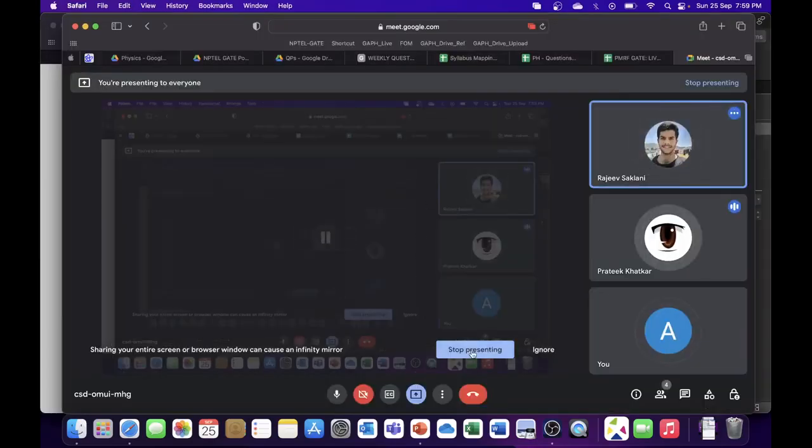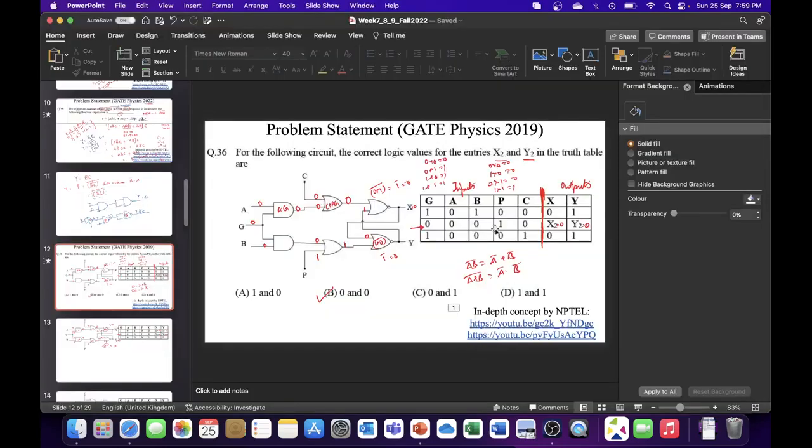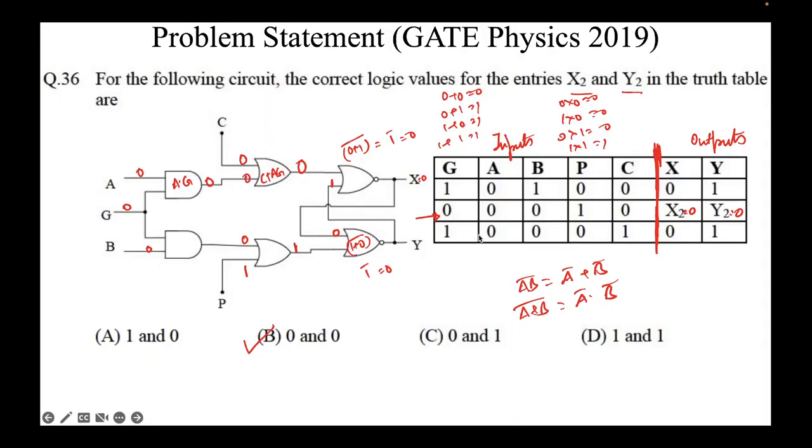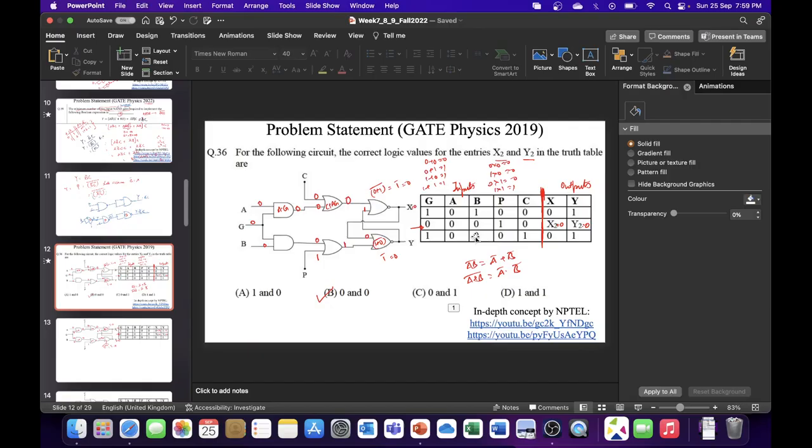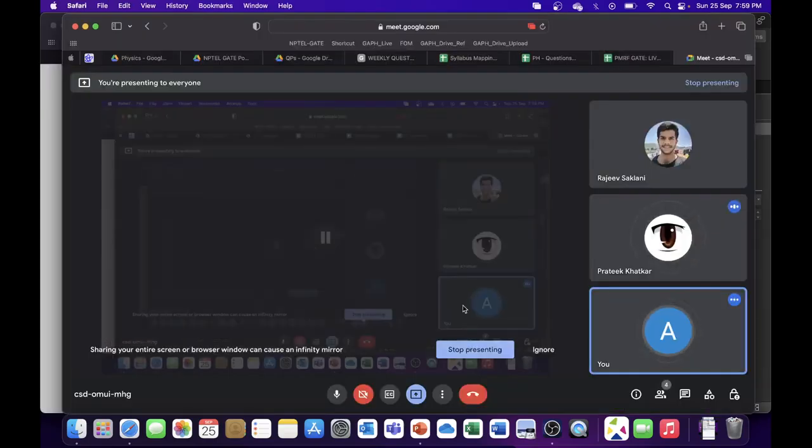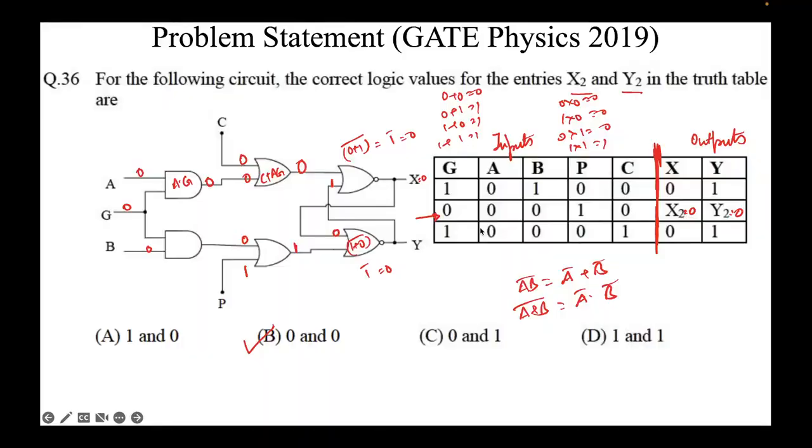Sir, what if previous line values are not given? Would we have to assume them? Usually in these kinds of problems, previous line values have to be given. If they are not given, you assume them to be 0, 0. Usually they should be given, and if they are not given, assume them to be 0, 0, or the marks will be awarded to everyone.